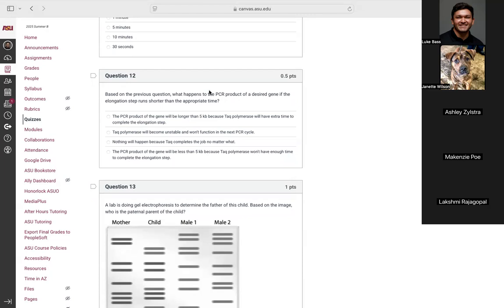Sometimes you have a lot of problems with PCR. So just imagine that you accidentally set the elongation step of your PCR to be shorter than it should be. You'll find that you have problems with your PCR, and then you'll just select the best answer here as the reasoning as to what would happen if the elongation step runs shorter than the appropriate time.